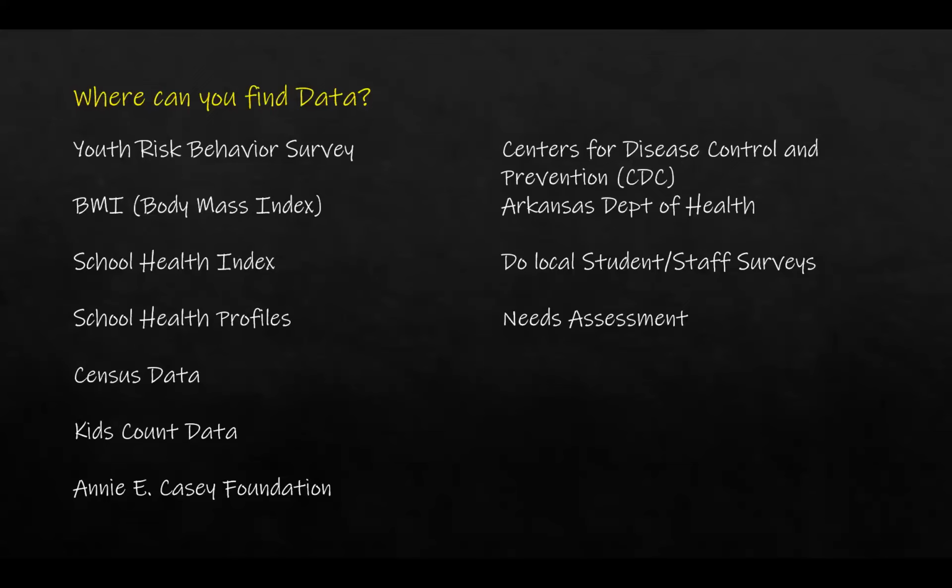The Centers for Disease Control and Prevention, CDC, has a lot of data. You just have to look for it, but there's a lot of data that can be used. The Department of Health also has a lot of good data. They have the Arkansas Prevention Needs Assessment Survey, the APNA survey, that also can be a good resource for some data that you might need for your grants. Again, if you want to do local student, staff, community surveys, needs assessments at the local level, those really do go a long way too in picking out needs that are going on in your community.